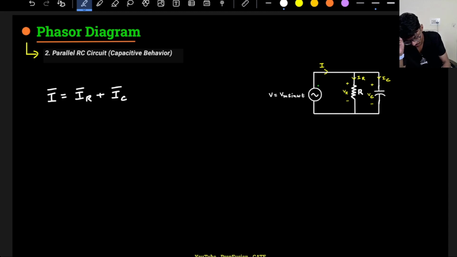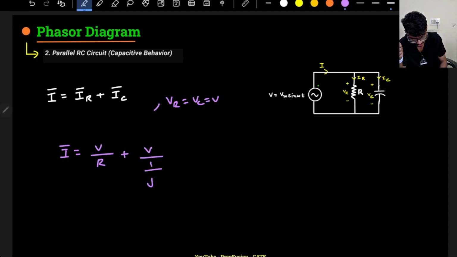Again, my voltages are all equal because it is a parallel circuit, so VR equals VC equals V. What about the current? I can write I equals IR plus IC. IR is V by R. IC will be V divided by 1 by j omega C, or XC, whichever you prefer. Of course, this time your current will lead the voltage, so this will provide a phase lead.